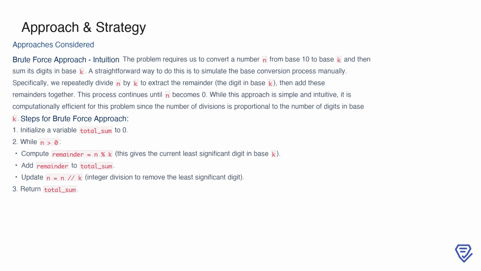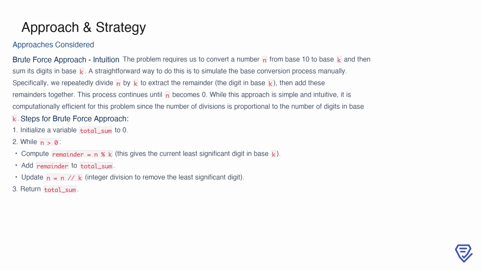One intuitive way to approach this is through a brute force method, where we simulate the base conversion process step by step. Here's how it works: we repeatedly divide n by k, extracting the remainder at each step, which represents a digit in base k. These remainders are then added together to get the desired sum. The process continues until n becomes 0. This approach is simple to implement and works efficiently for this problem because the number of divisions we perform is proportional to the number of digits in the base k representation.